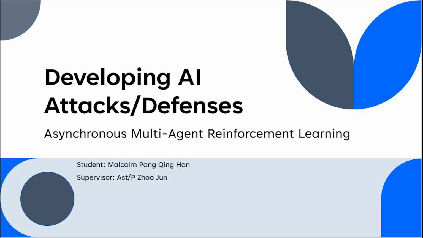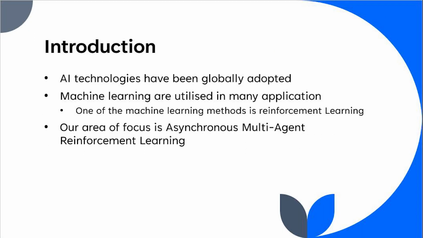Today's topic is developing AI attacks or defenses, and the area of focus will be asynchronous multi-agent reinforcement learning. In the new age of the internet, technologies using artificial intelligence such as self-driving vehicles, automated translation and image recognition have been globally adopted and utilized around the world. Machine learning is a subfield of artificial intelligence and is utilized in many applications. One of the machine learning methods is reinforcement learning. Our area of focus is asynchronous multi-agent reinforcement learning.